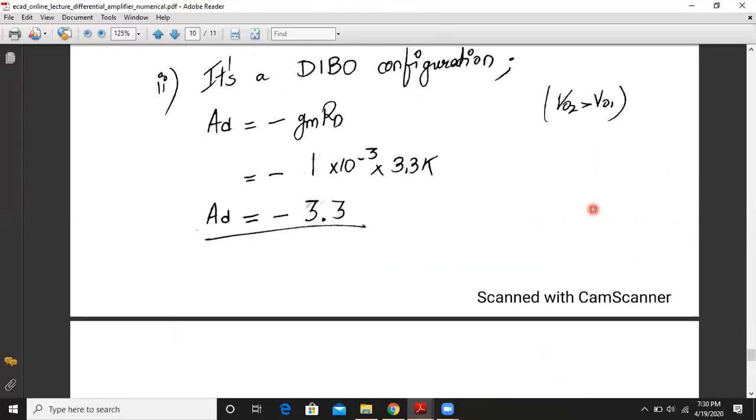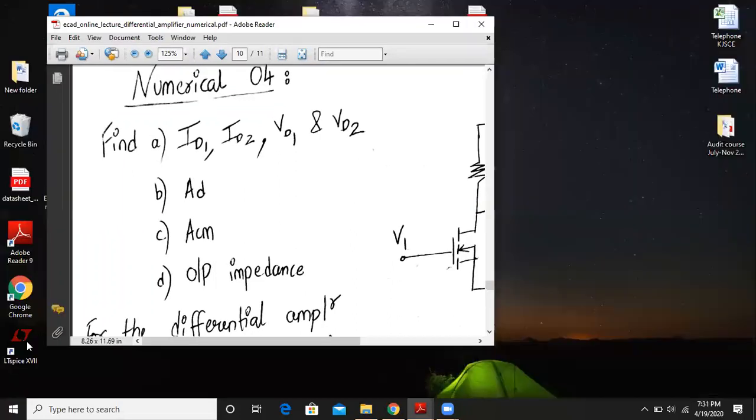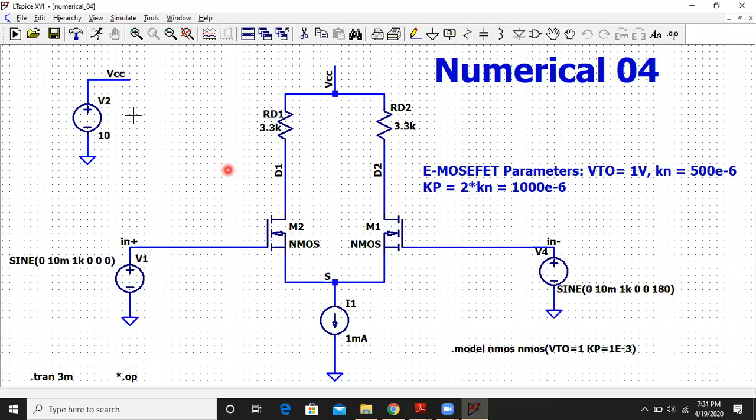Now we will quickly simulate this circuit in LTspice. I've already built the circuit for y'all, so we will simulate it and verify the result. I'll open up LTspice. That was numerical number 4. So here is the circuitry we have just seen: 3.3K, 3.3K, a 1 milliampere source, and additionally the parameters of the MOSFET are given, so that the gm turns out to be 1 milliampere per volt.